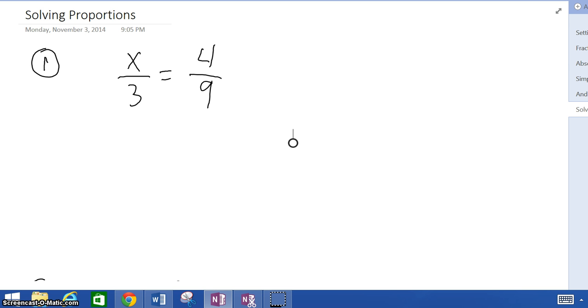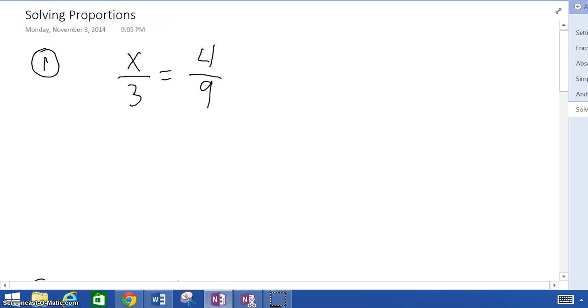But in order to really understand what's happening, I'd really like you to think about what these denominators are and how we can get rid of them. In this first example, it's pretty easy. My denominators are 3 and 9. I need to get x by itself.